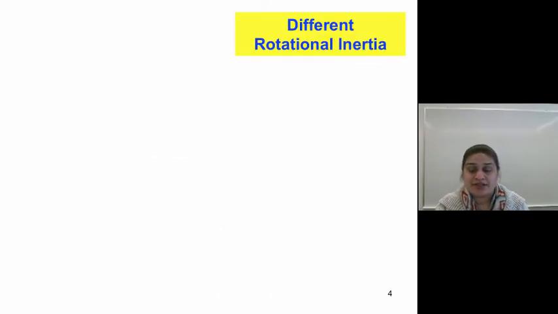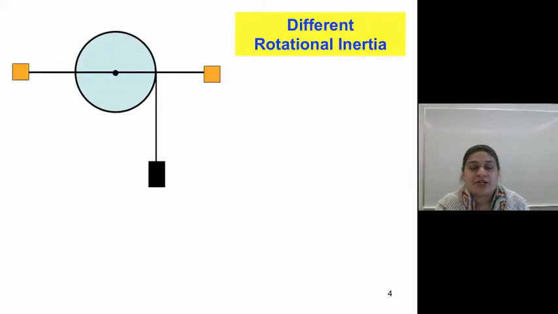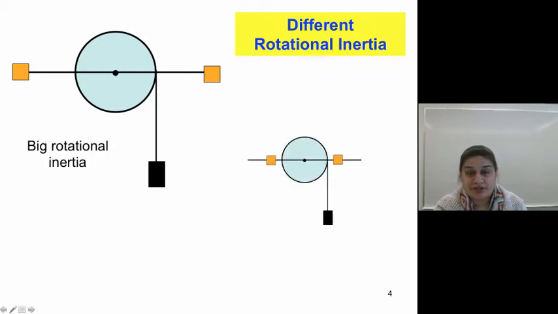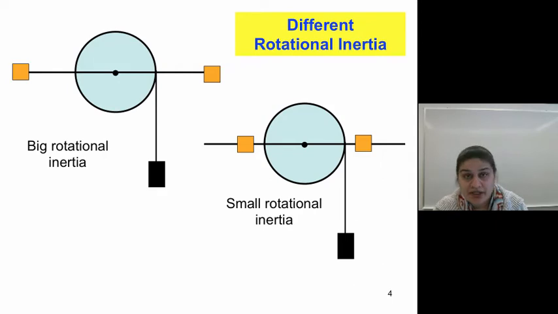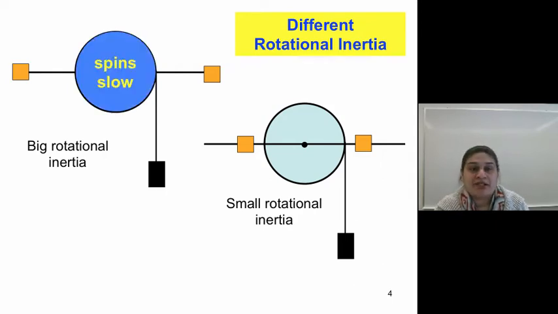So let's illustrate this. For different rotational inertias, for example, if you have a pulley which is attached to a mass and the pulley axis is attached, two masses are attached further away. So we say it will have a bigger rotational inertia. And if we are able to move those masses from further out inwards, then we are going to say it has a smaller rotational inertia. What does that mean? In terms of spin, this one will spin slow because it has a bigger rotational inertia. This one will spin faster because it has a smaller rotational inertia.